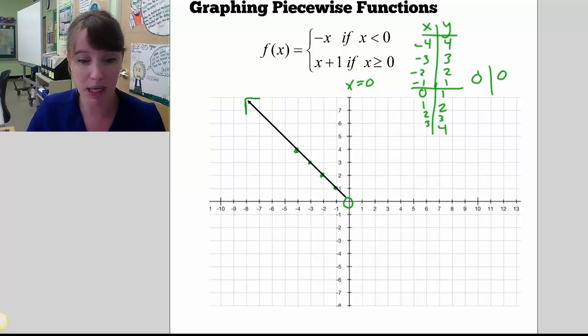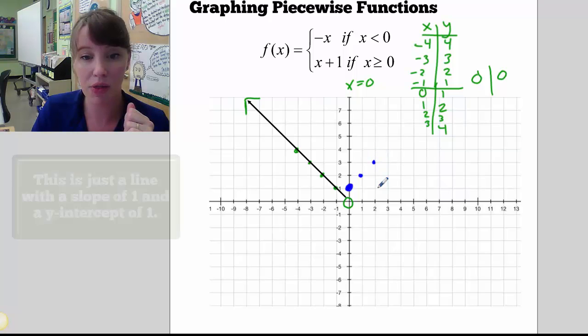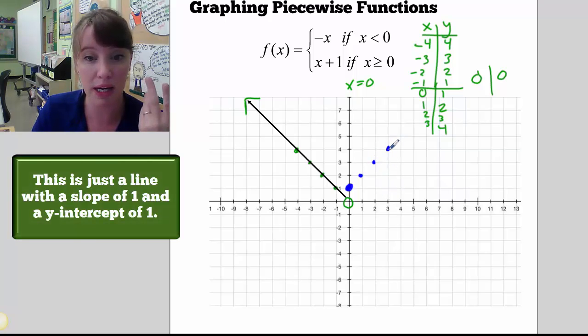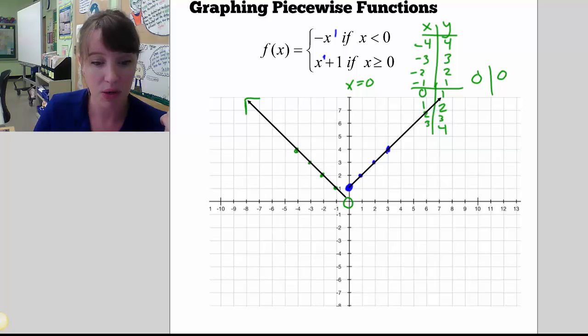Now, what ends up happening is this other function rule, so 0, 1, here we're going to have a closed circle. So at 0, 1, closed circle, we have 1, 2 right here, 2, 3 right here, and 3, 4. So we know these are both lines, right? They both have an x, the exponent on the x is 1, so they're both lines. So here we have another ray going off in this direction, with this arrowhead right here.